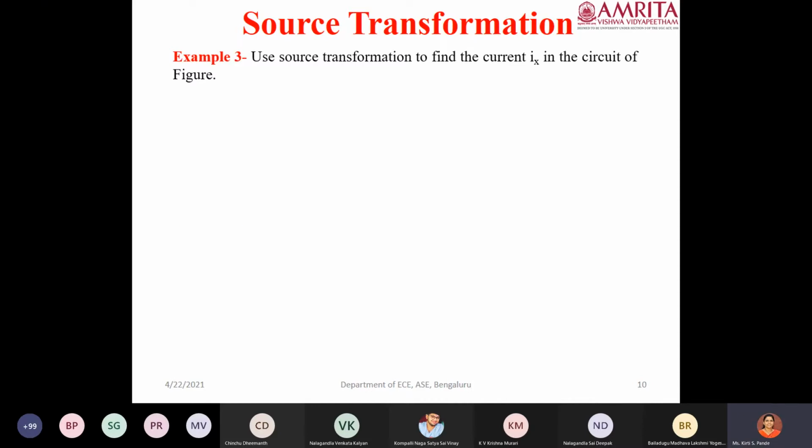So the problem says that you have to use the source transformation to find the current Ix in the circuit. And the circuit is this. This is the circuit. So what is Ix? Ix is the current which is flowing through the 24 ohms resistor. Okay. And there is a dependent current source on the right hand side which has a value 0.7 Ix. Okay. And which is in parallel with your 10 ohms resistor.